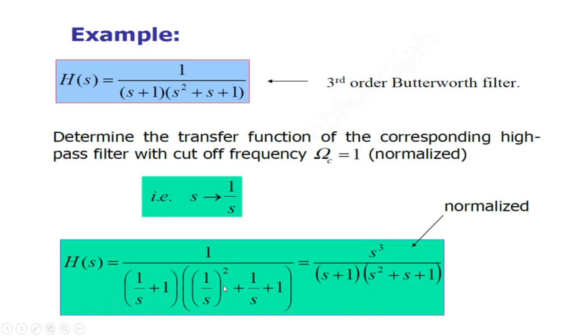We solve this expression and further do some mathematical manipulations, and we will get the final normalized transfer function as s cube over (s plus 1) into (s square plus s plus 1). This is again a normalized high pass filter transfer function, and you see it contains both zeros and poles. All right.